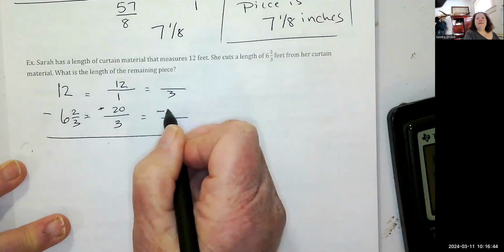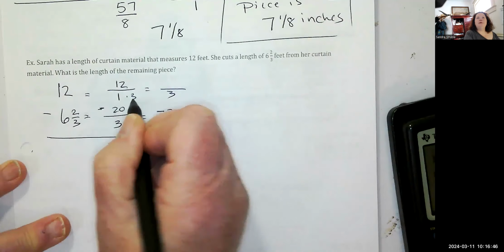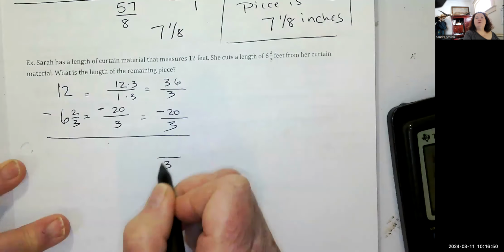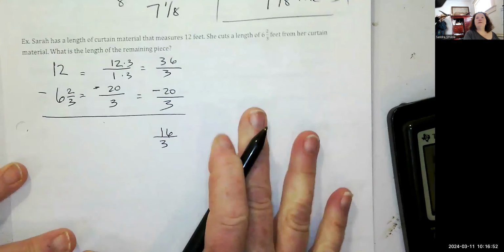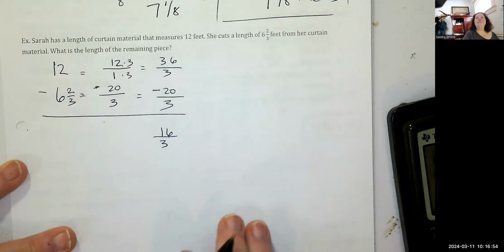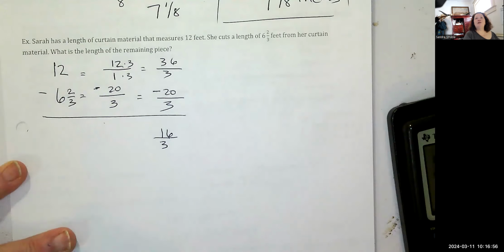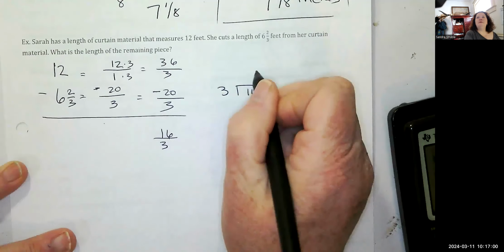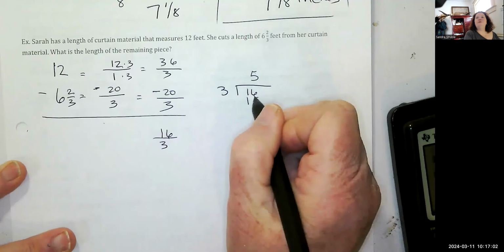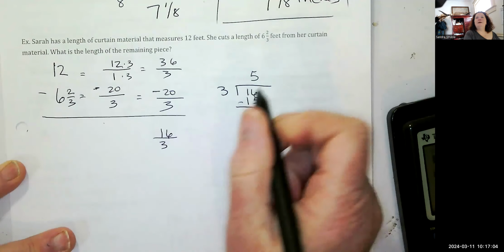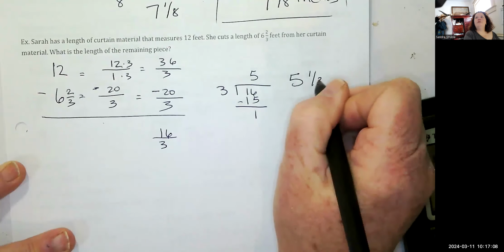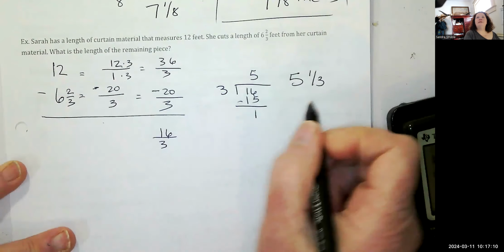So this one's going to stay the same. 1 times 3 is 3. 12 times 3 is 36. 36 minus 20 is 16. And that's all over the same denominator, 3. We need to change this from an improper fraction to a mixed number. 3 goes into 16 how many times? 5. 5 times 3 is 15. 16 minus 15 is 1. So 5 and 1 over 3. And this is going to be feet.